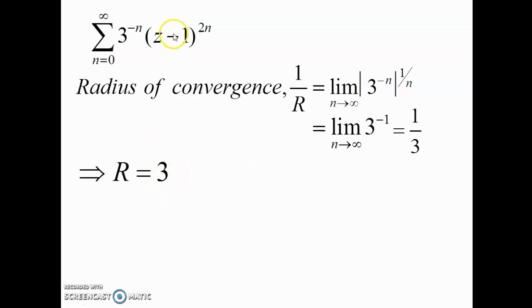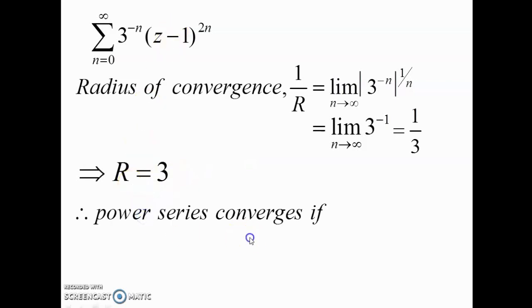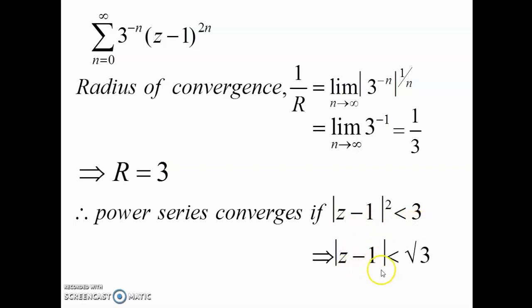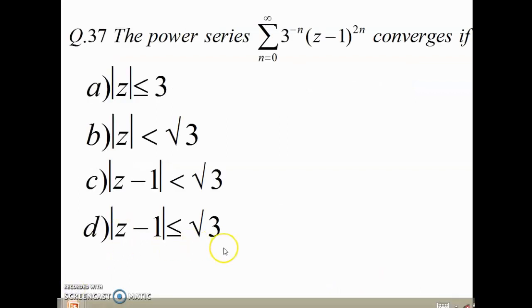So the power series converges for mod z minus z0, here z0 is 1, and modulus whole square, because if we rearrange it in the general form of power series, we'll get this form. So this is equal to mod z minus 1 whole square less than 3. That is mod z minus 1 less than root 3. So this is the region where the power series converges. So now let us look into the correct option. So we have got mod z minus 1 less than root 3. So our correct option is option C.